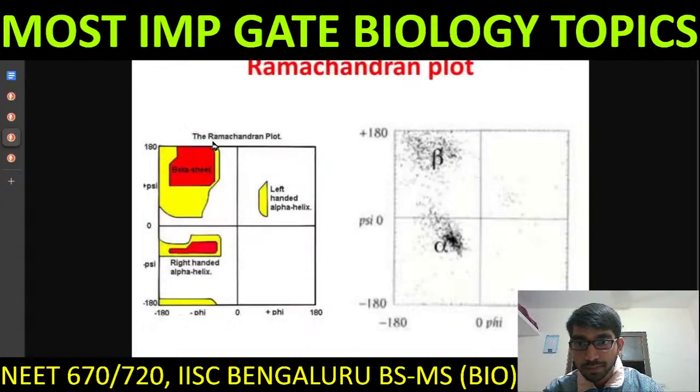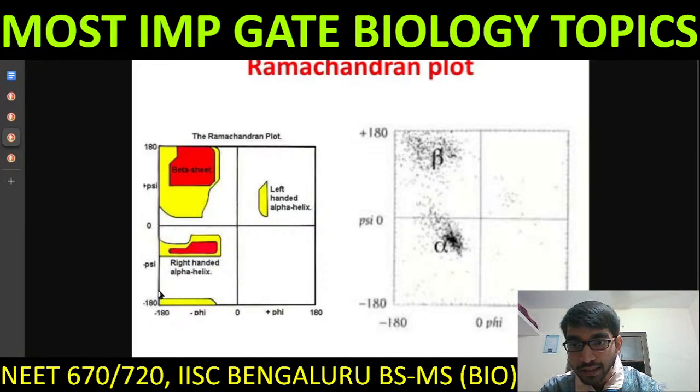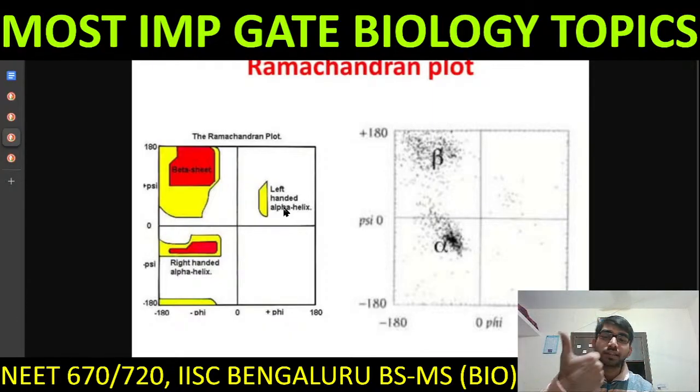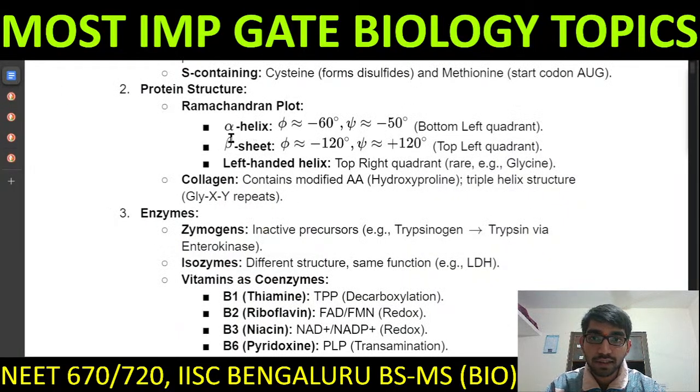So you can see here the beta sheets have a positive psi value and negative phi value. The right-handed alpha helix has a negative psi value and a negative phi value because it is in the third quadrant. The left-handed alpha helix, which is in the opposite direction, has a positive phi value and a positive psi value because it is like a mirror image of that. So let me go back to the text and then I will describe this.